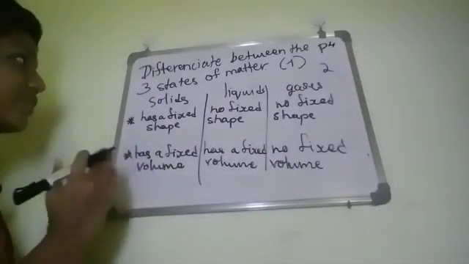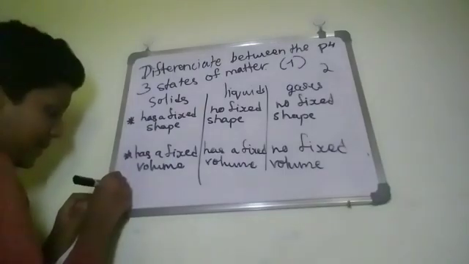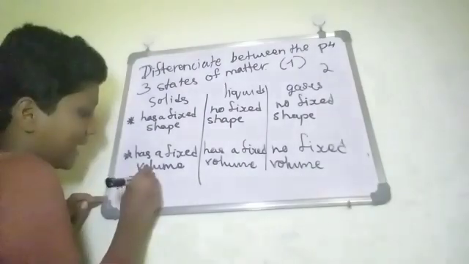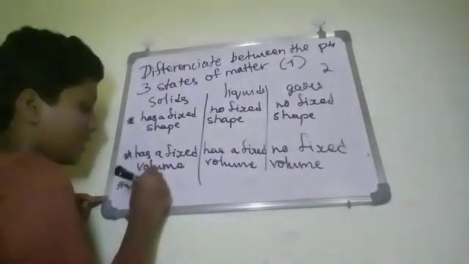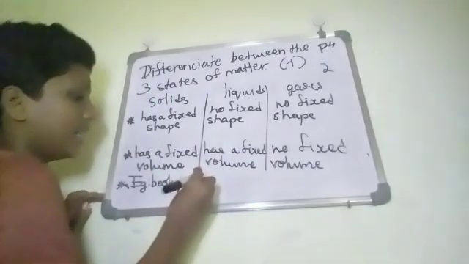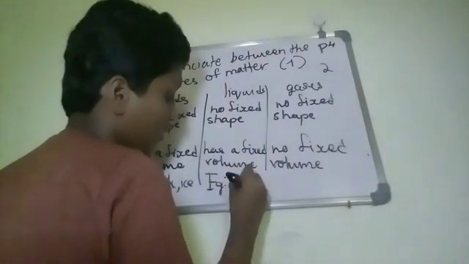Always in differentiate type questions, if you can, write the examples. So the third point, you need to write the examples. For example, for solids, you can write book, ice. Next, liquids, example oil, water.